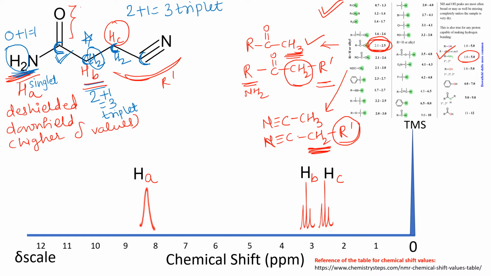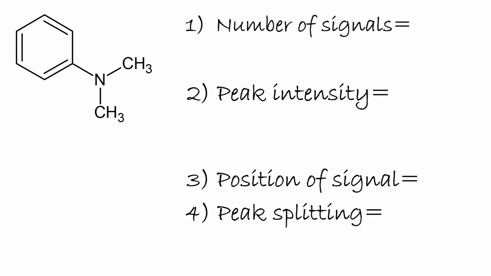So this is the spectrum for the given structure. Similarly, for this structure, CH3 attached to the same electronegative group. So all these 6 hydrogens are in the same chemical environment, so they will all give the same signal. I am calling it HA.